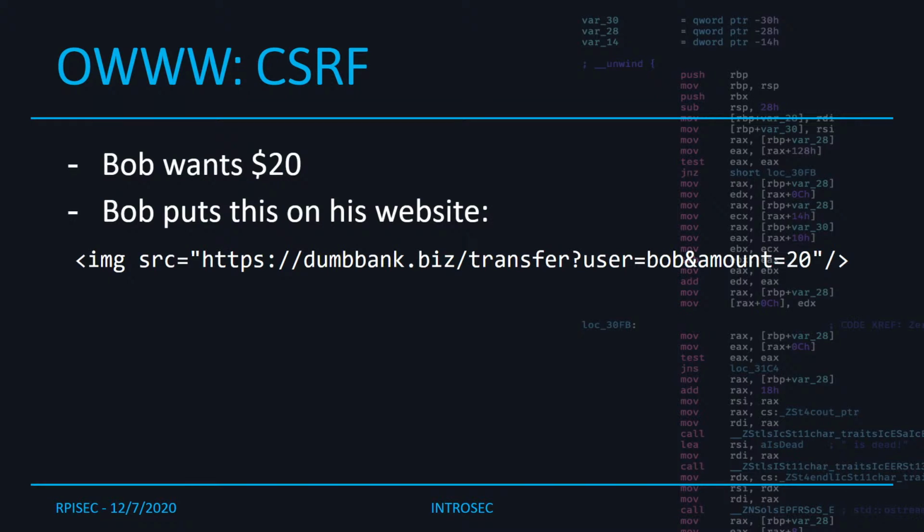So, back to the story here. Bob wants to steal $20. And so Bob has his great website, evilbob.org or whatever, and it has this image on it. And notice this is not a normal image. This is not an image file. This isn't a JPEG, not a PNG, not a GIF, whatever you want to say. Instead, it is just a link that, if you went to that, would transfer $20 to Bob.